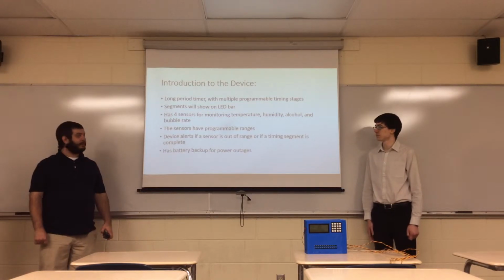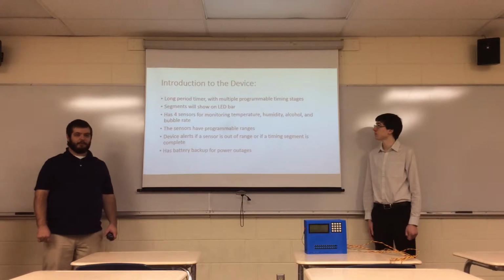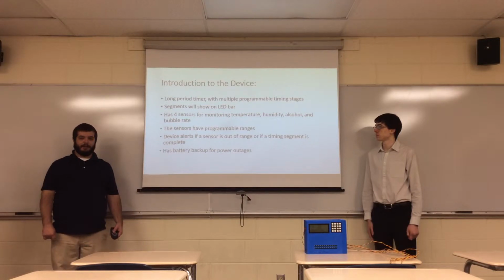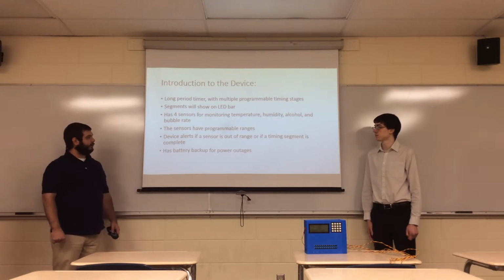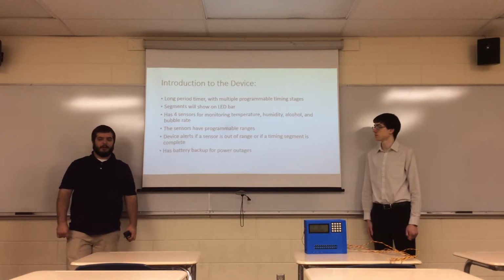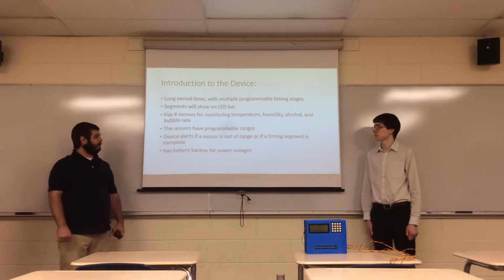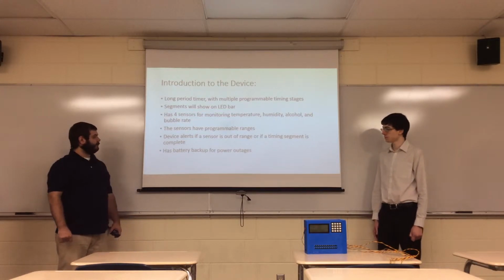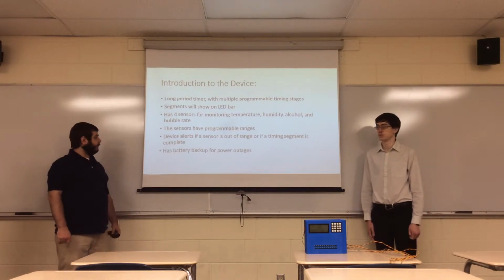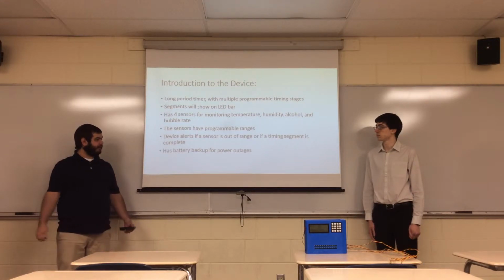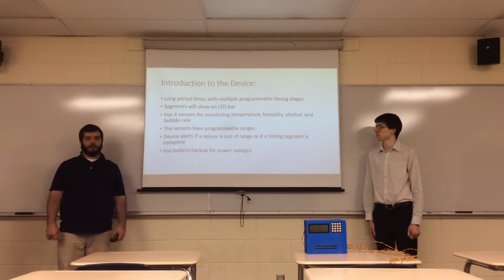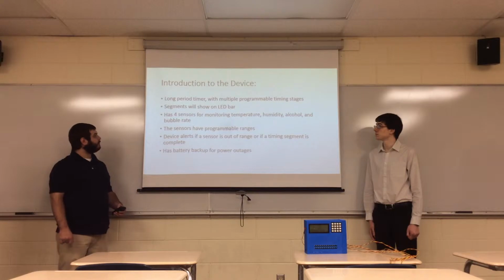Introduction to the device. It's a long period timer with multiple programmable segment lengths, and it shows the segment on an LED light bar. It flashes the current segment and shows the previous segments lit up. It has 4 sensors for measuring temperature, humidity, alcohol, and a bubble counter for measuring CO2. The sensors have programmable ranges and will alert if they are outside of acceptable values. The device alerts on that as well as if a timer segment is complete. It has a battery backup to keep powered during power outages.